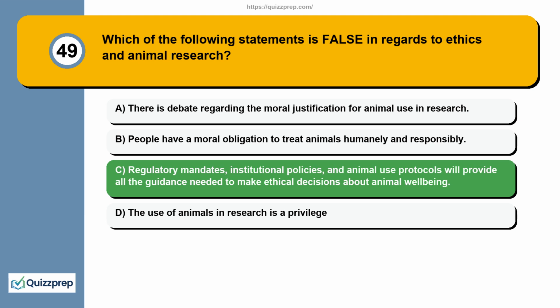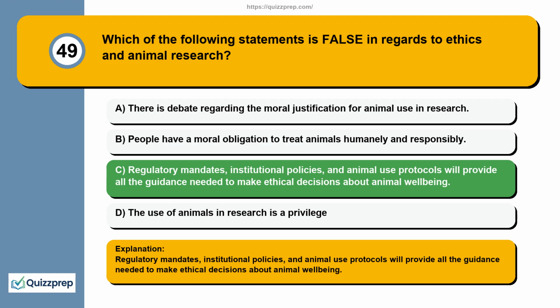Regulatory mandates, institutional policies, and animal use protocols will provide all the guidance needed to make ethical decisions about animal well-being. Question 50.